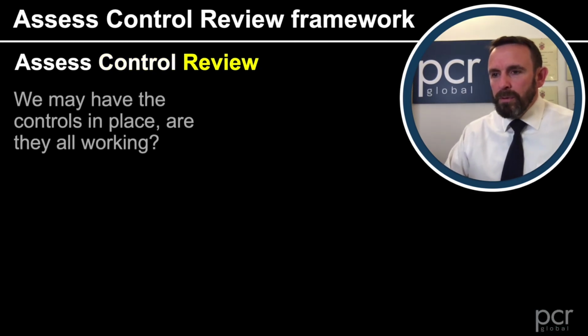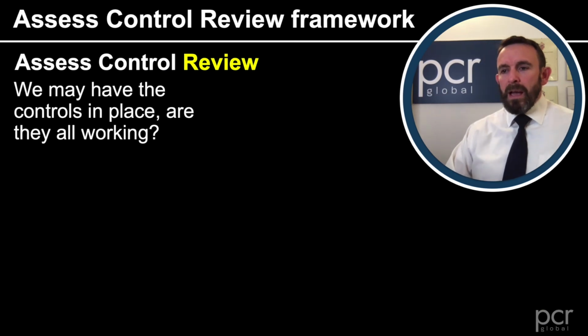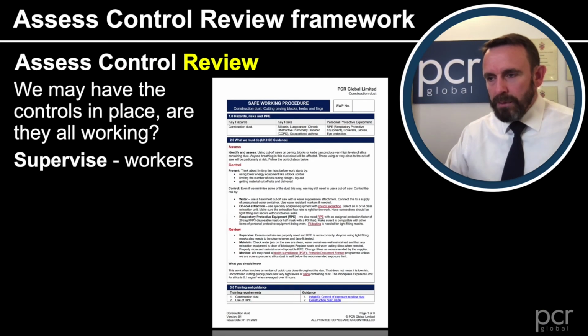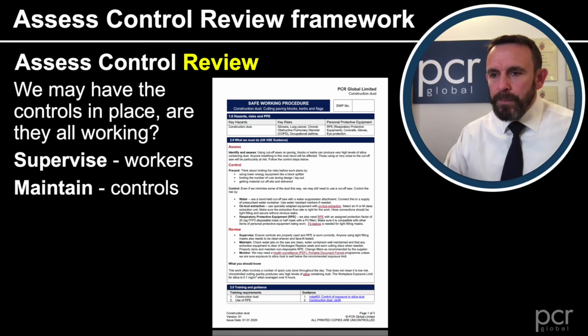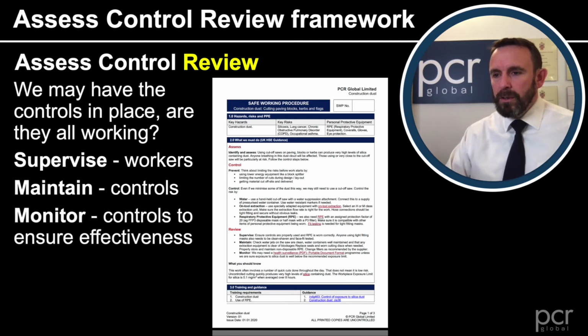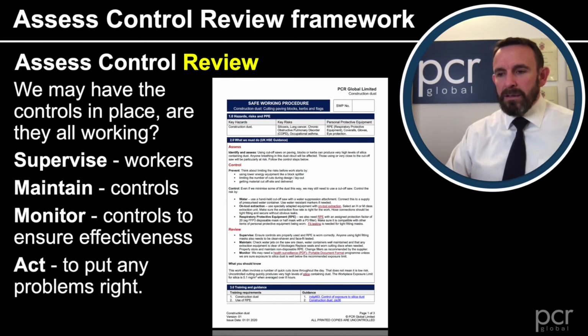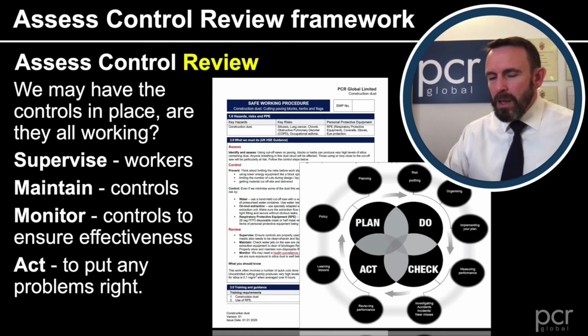And then on to the review area. We may have the controls in place, but are they actually working? For this again, this is written in the safe system of work. We need to supervise, maintain the controls that we've got, monitor the controls to ensure they're effective, and then act to put any problems right. So in essence, it's a management system in itself. There we have HSG65, the plan, do, check and act approach, which ensures monitoring is within there, and obviously reviewing, and then acting on our findings. Very important.